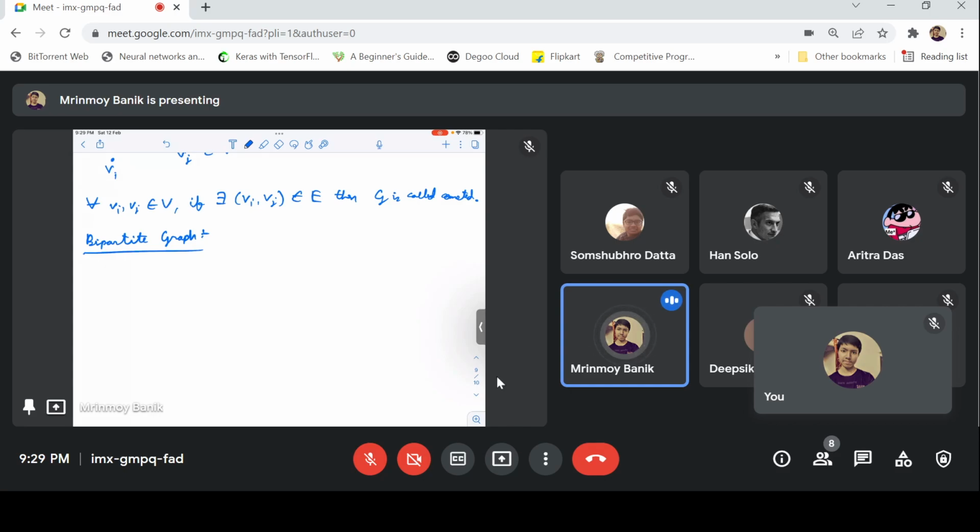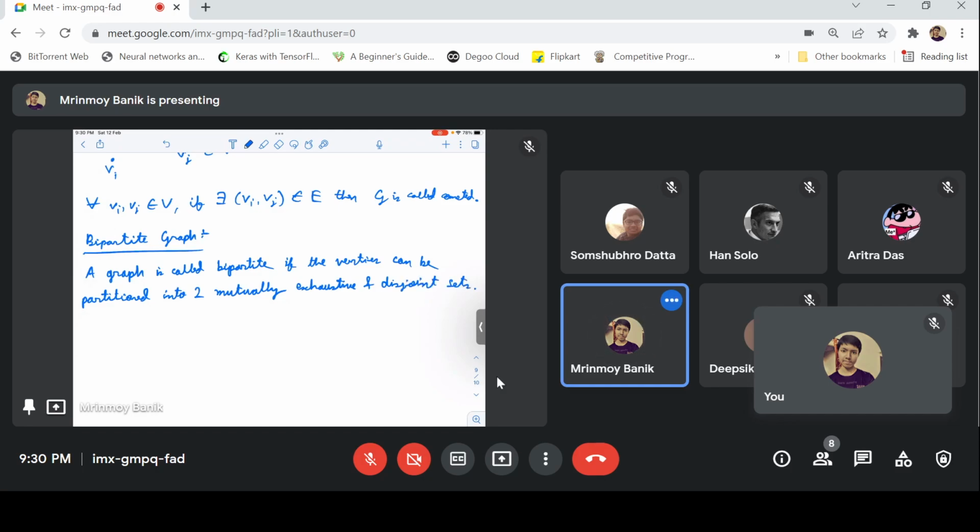So a graph is called bipartite if the vertices can be partitioned into two mutually exclusive and, sorry, mutually exhaustive and disjoint sets. So if the set of vertices V can be partitioned into two mutually exhaustive and disjoint sets.